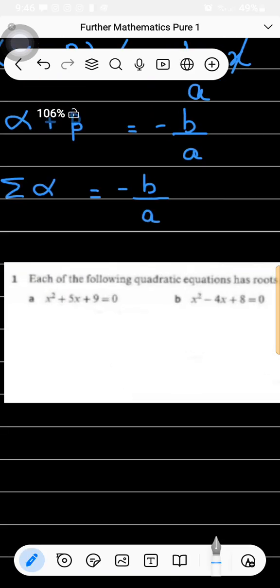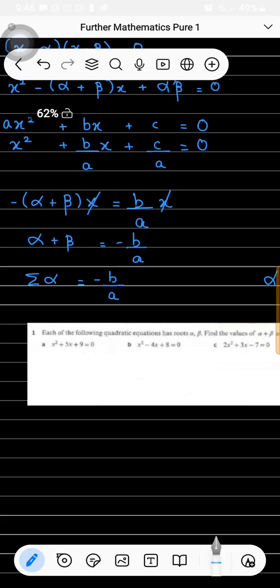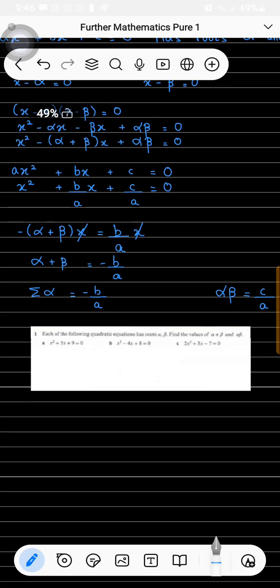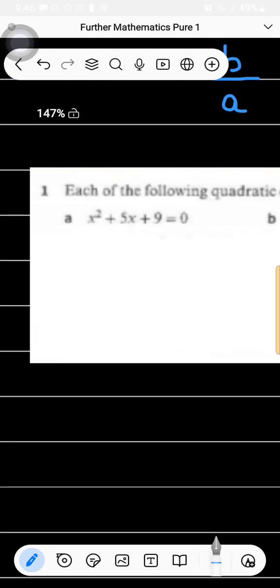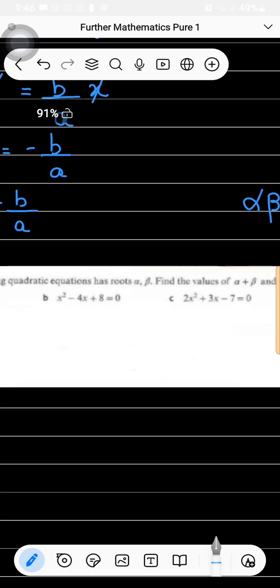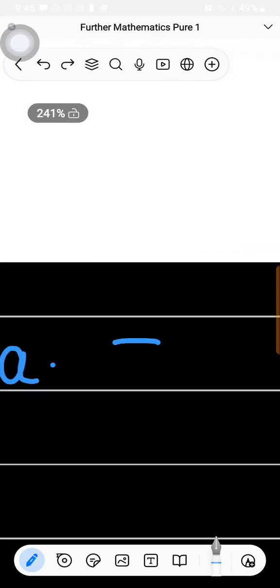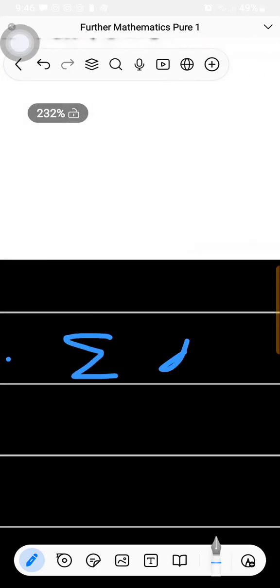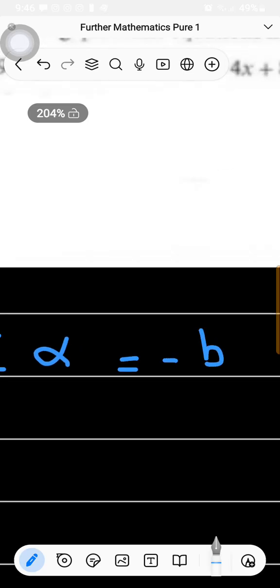The question is saying each of the following quadratic equations has roots alpha beta. Find the values of alpha plus beta and alpha beta. So we will just use these two formulas. Let's do part A. It is asking to find alpha plus beta. I told you that alpha plus beta is the sum of alpha. So we will apply the formula sum of alpha equal to negative b upon a.